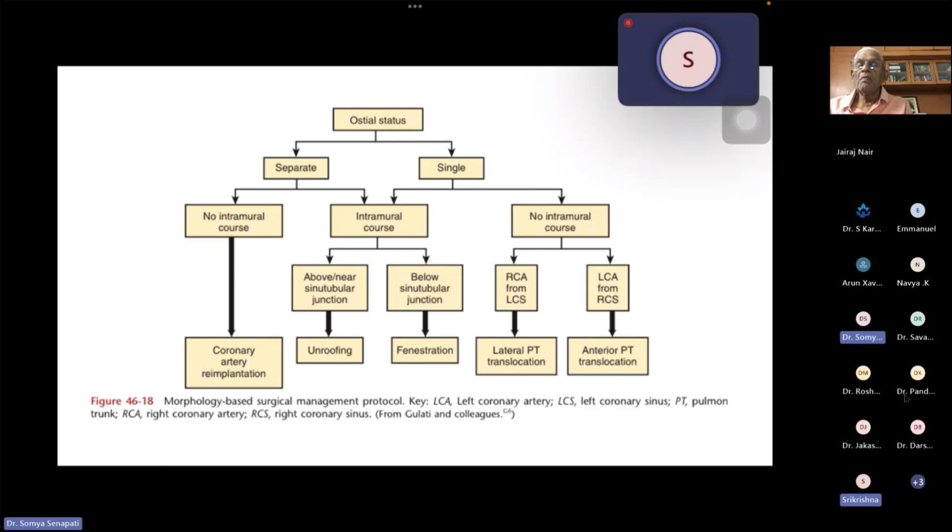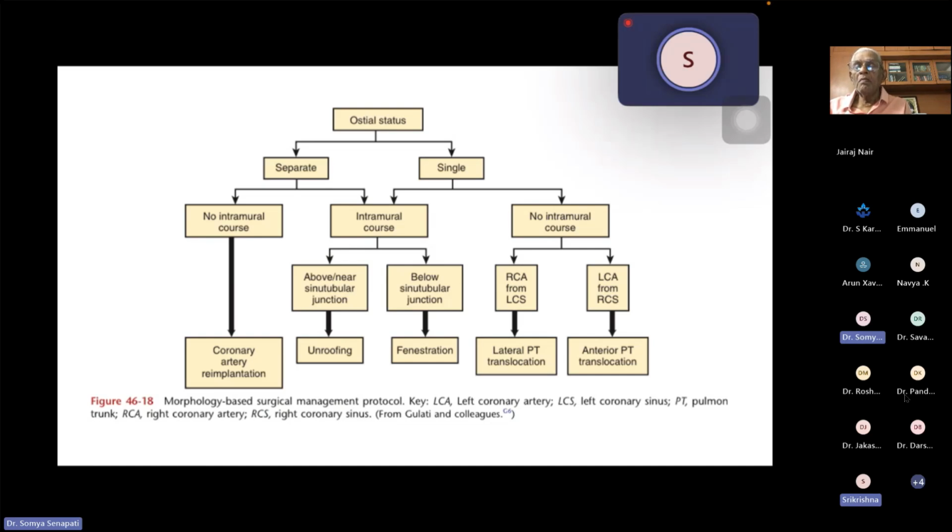So to summarize, how do we proceed with the management? We see the ostial status. It might be separate or single. In separate ostia, if there is no intramural course, we can do coronary artery implantation. If it has an intramural course, it might be above or near the sinotubular junction, or below the sinotubular junction. If it is above, then we do unroofing of the coronary artery, which was described earlier. If it is below the sinotubular junction, we might do fenestration.